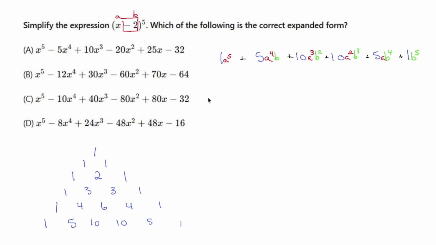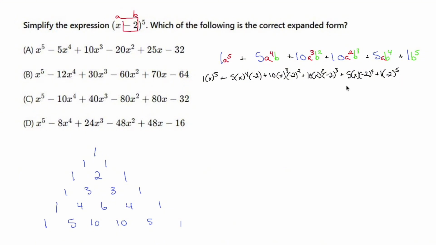Now let's plug in what we have. 1 is 1, A is x, x to the fifth, plus 5, A is x, x to the fourth, B is -2, plus 10, A is x, x to the third, B is -2, -2 squared, plus 10, A is x, x squared, B is -2, -2 cubed, plus 5, A is x, B is -2 to the fourth, plus 1, no A, B is -2 to the fifth.